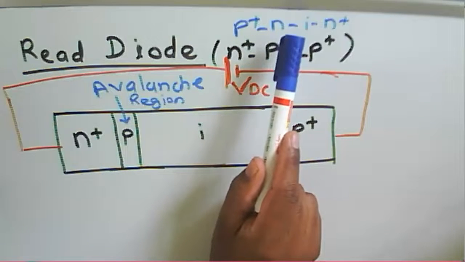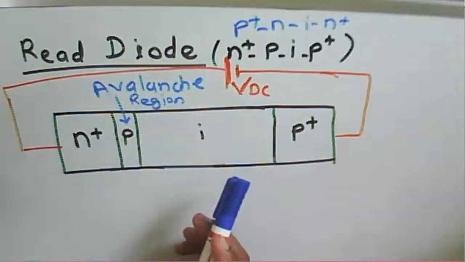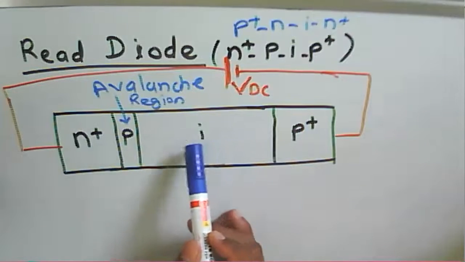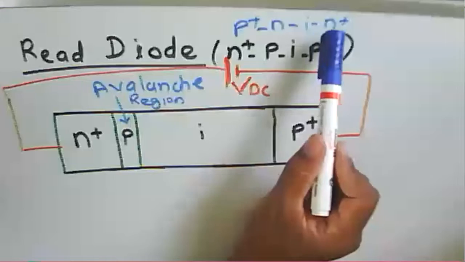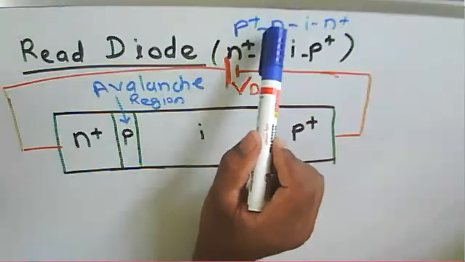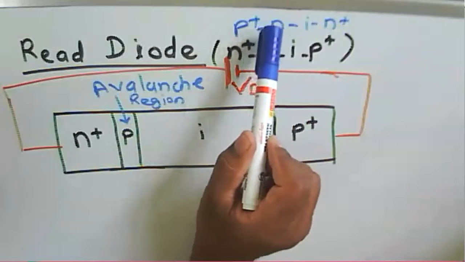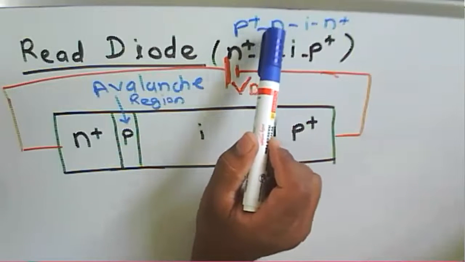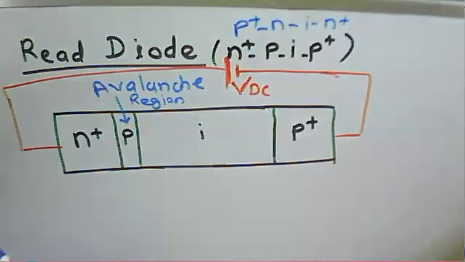Whatever carriers are generated will drift through the I region toward the N plus region. So at this particular junction, P plus and N, whichever carriers are generated, those carriers drift toward this N plus region.